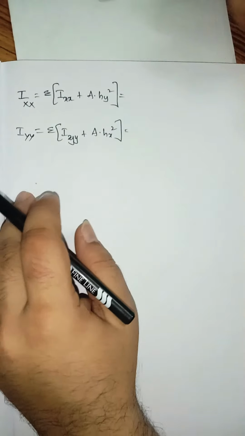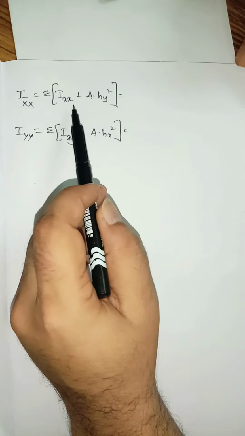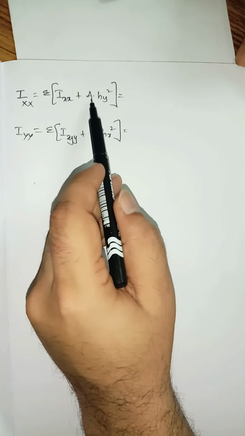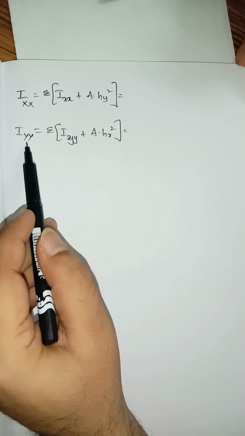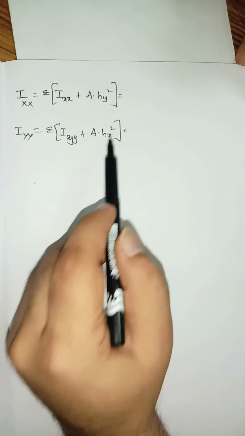So we have the formula to calculate the moment of inertia with respect to the centroidal X axis, that is, sigma of the moment of inertia with respect to the centroidal X axis for the bigger rectangle and smaller rectangle, plus area multiplied by the square of the distance between both the axes. Similarly for the y-axis, Iyy, which is equal to Iyy plus A into hx square.